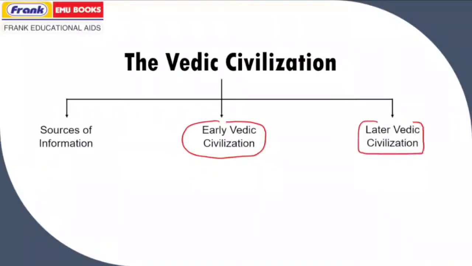We will see both of these separately, that is, how was social life, economic life, religious life in early Vedic civilization and how was all this in later Vedic civilization. So getting started with the sources of information. The sources are divided into two parts. First are the literary sources, and second are the archaeological sources.